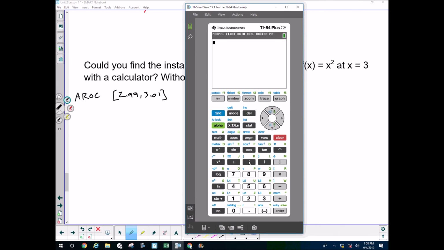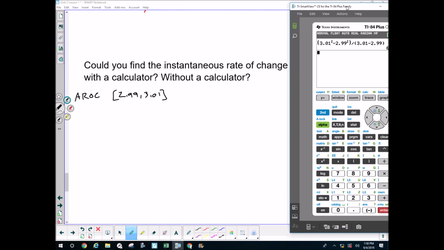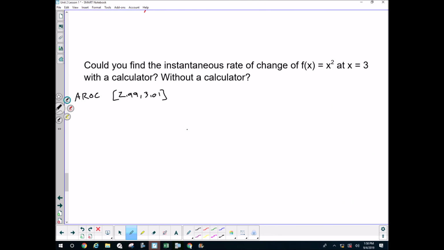So I'm going to just do it all at once. I'm going to do 3.01 squared minus 2.99 squared divided by 3.01 minus 2.99. That's nice. That's my slope. Boom. I get 6. Gosh, it tells me it's exactly 6. It's probably rounding. So 6.